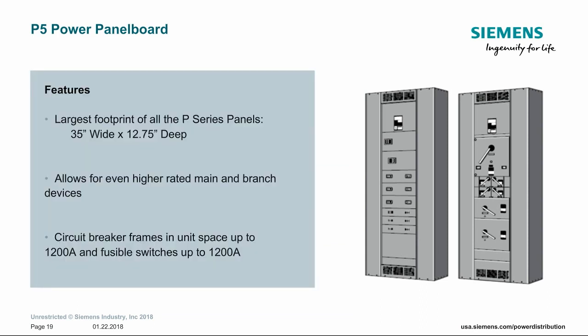Finally, let's move on to the features of this P5 power panel board. As was mentioned before, this is our largest in this whole series. What that means is that our footprint is now up to 35 inches in width by 12.75 inches in depth. This allows us to include even higher rated main and branch devices than in any of our other panel boards. Also, this means that we can include circuit breaker frames in unit space up to 1200 amps and fusible switches up to 1200 amps.